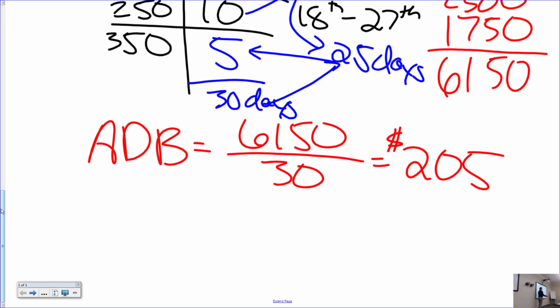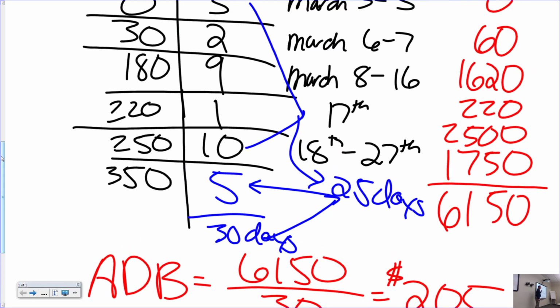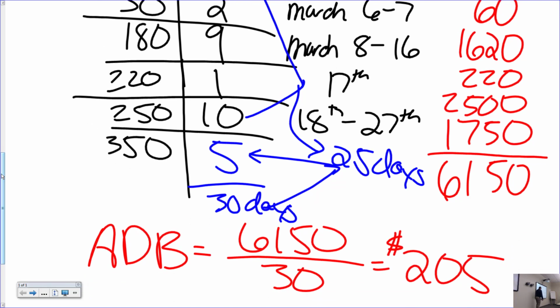Note, how much do you owe on this credit card? Well, 350, right? I mean, that's how much you owe. But note, the average amount that you owed was only 205. Okay? And so that's the number you'd use to calculate your finance charge. Not too bad?